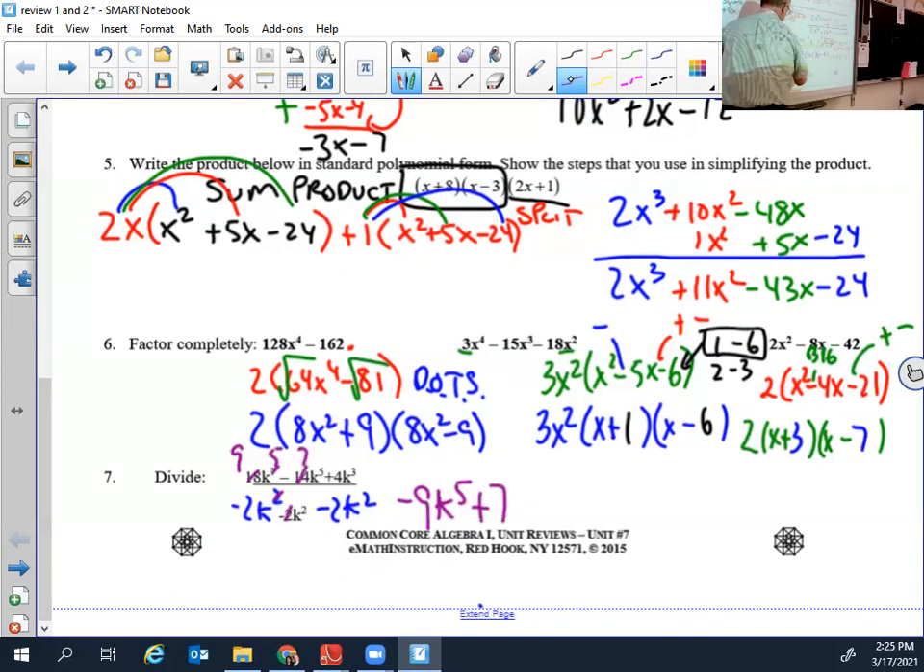5k's, take 2 away, k to the third. And then my last term, 4 divided by -2 gives me -2. And I have k to the third divided by k to the second just leaves me a k. Okay, so there's my answer to number 7. Okay, moving on.